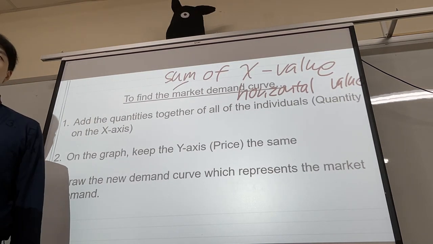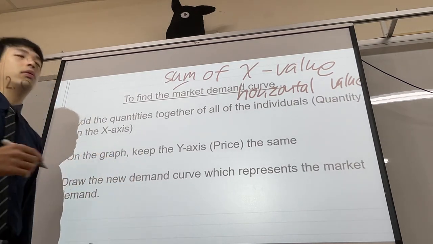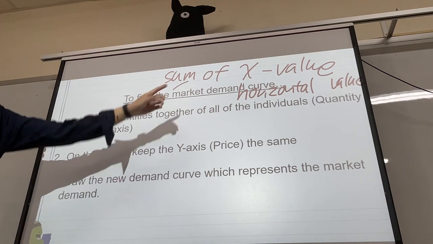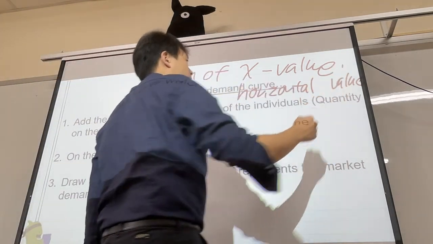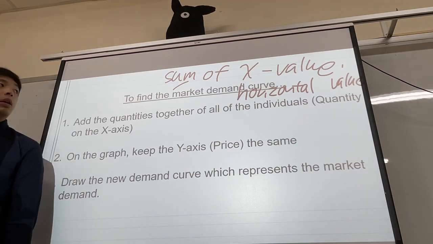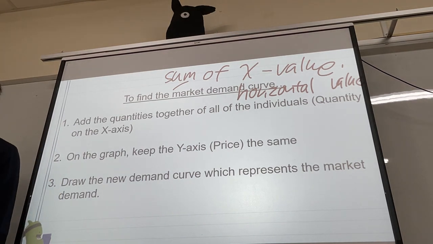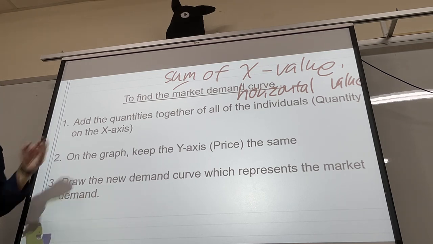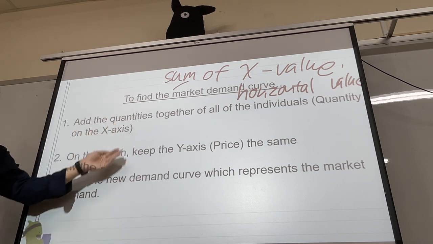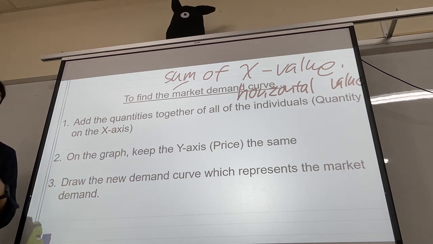Which one? The sum of X. Sum of X volume. Horizontal. Or you can say horizontal value. I will give you an example. The sum of X value, so the sum of the quantity. Good. Sum of quantity. The market demand. Don't make this too complicated. This is like an official definition, but the easy definition is the sum of X value, all the X values, all the quantities. That is the total.